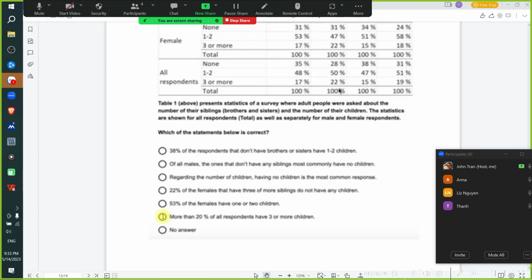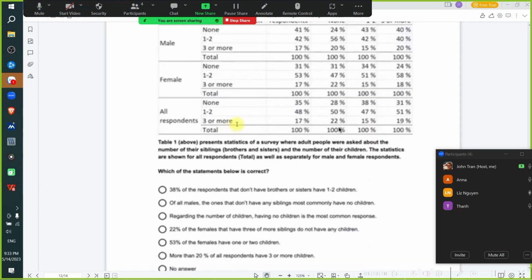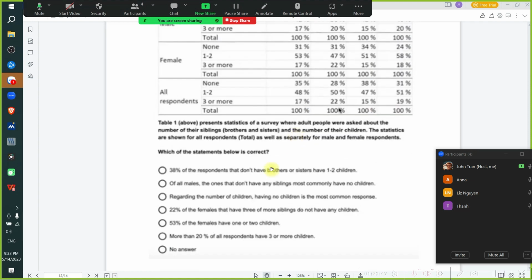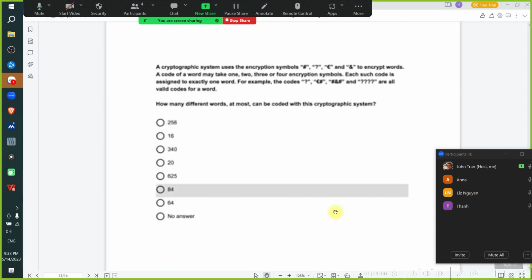G. So more than 20% of all respondents have 3 or more children. Hơn 20% của tất cả những cái người hồi đáp có 3 hoặc nhiều trẻ con hơn. 3 or more children. Nó chỉ có là 17 thôi. Only 17, right? So it's false, right? So the answer is A or E, isn't it? Đúng không mọi người? Yeah. Alright, the print is terrible though.